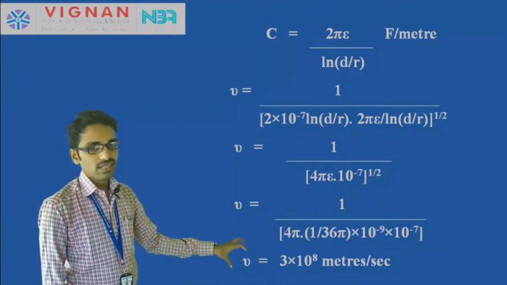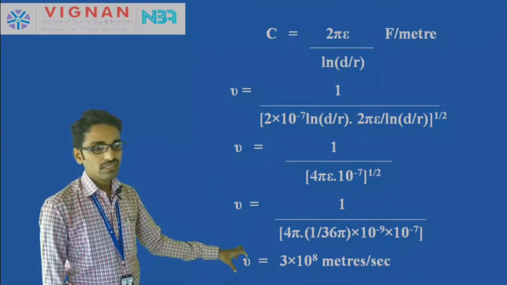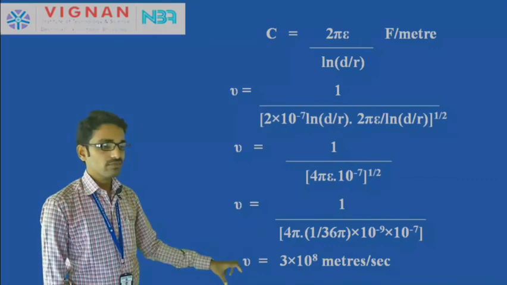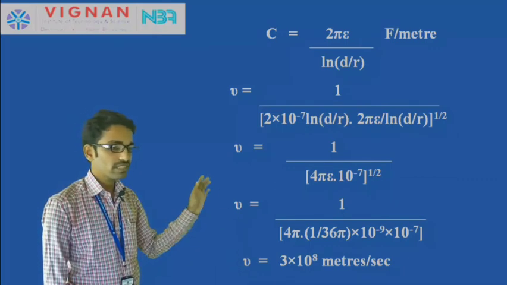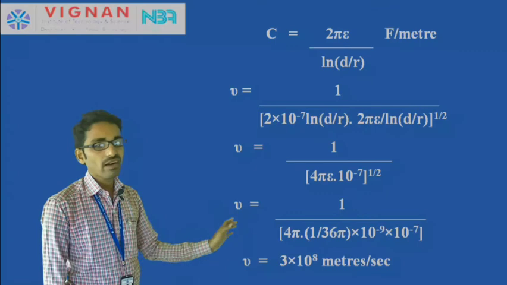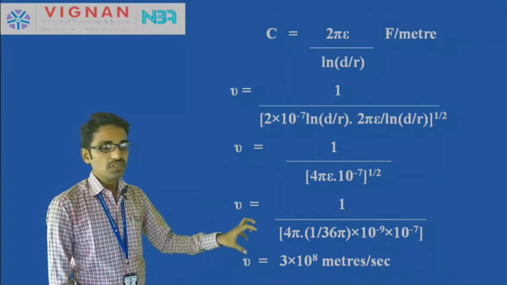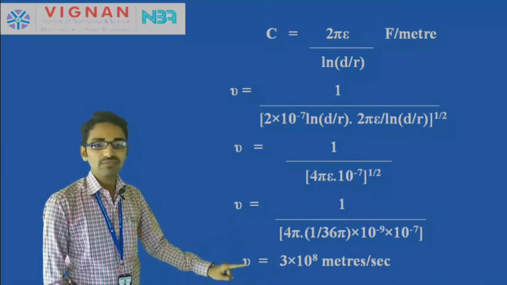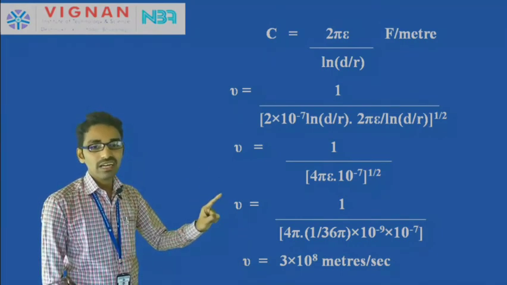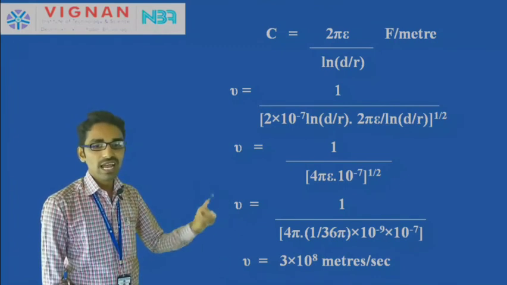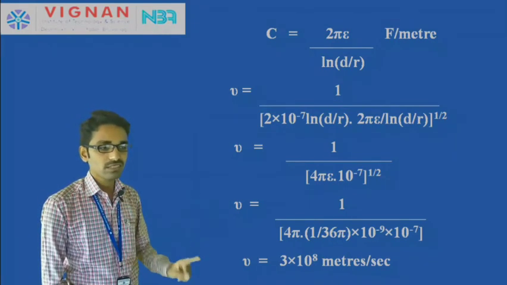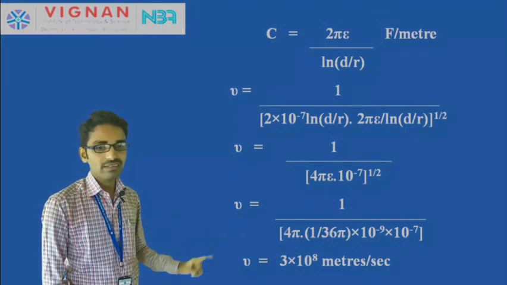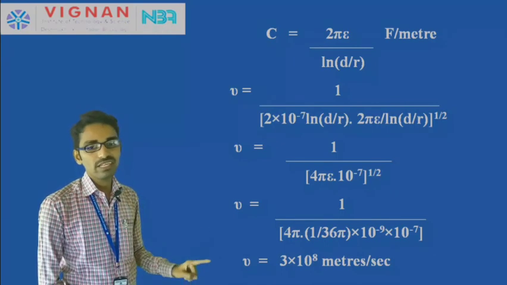This 3 into 10 to the power of 8 meters per second is the velocity of the travelling wave. With this velocity, the travelling waves travel from the sending end to the receiving end in a long transmission line. It is nothing but the velocity of light. As we know the velocity of light is 3 into 10 to the power of 8 meters per second, in the same way the velocity of travelling waves on the transmission line is 3 into 10 to the power of 8 meters per second.